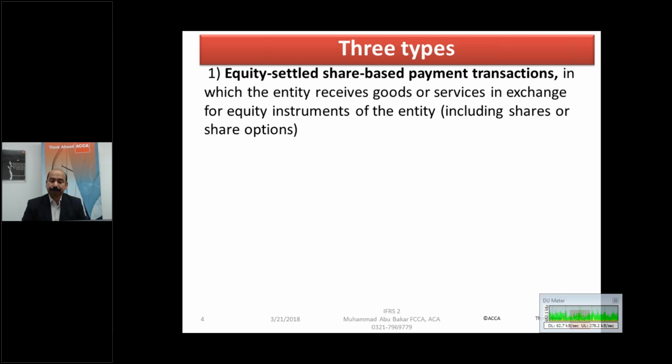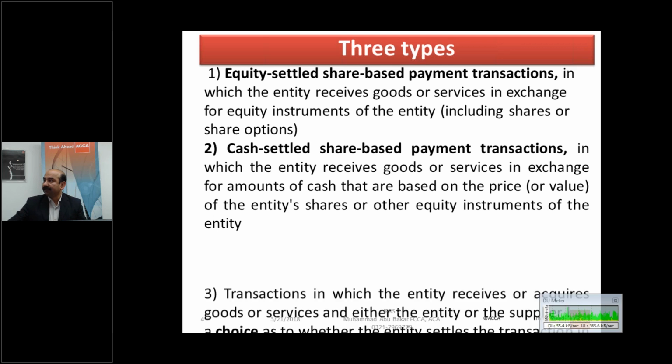And the third one is hybrid transactions, in which the entity receives or acquires goods or services, and either the entity or the supplier has a choice as to whether the entity settles the transaction in cash or other assets or by issuing equity instruments. If anybody has any question related to the material discussed so far, please feel free to ask.